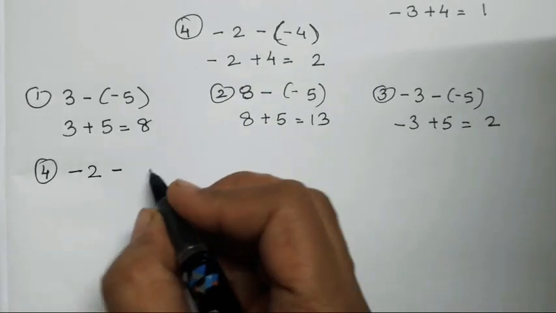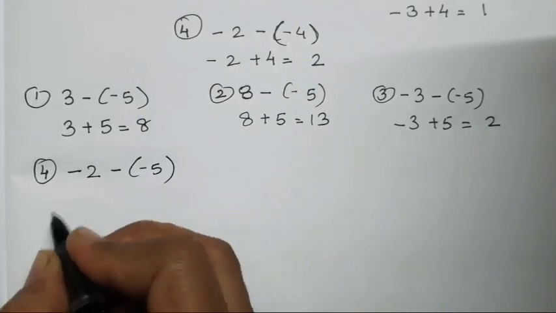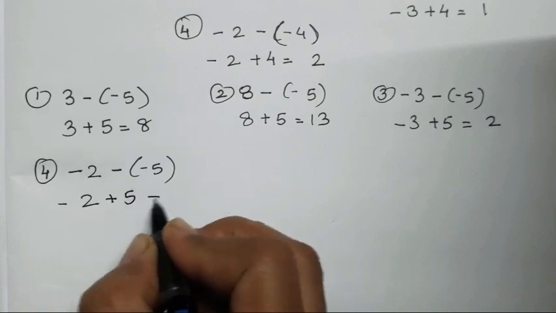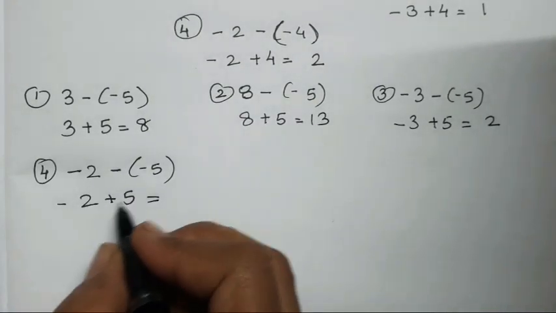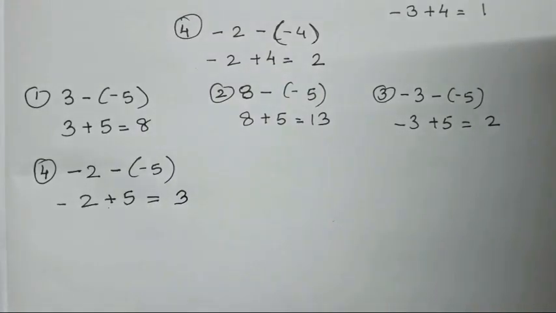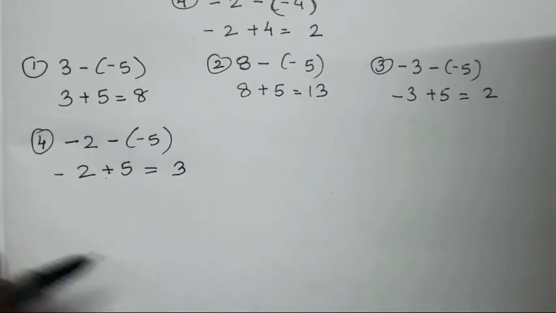Minus 2 minus minus 5. So minus 2 will be as it is. Minus and minus will be plus 5. Minus and plus is minus, 5 minus 2 is going to be 3, sign of the bigger number. Got it? Now what do we have to use?